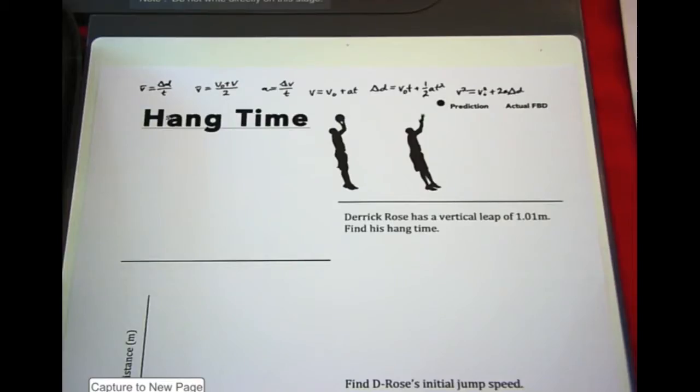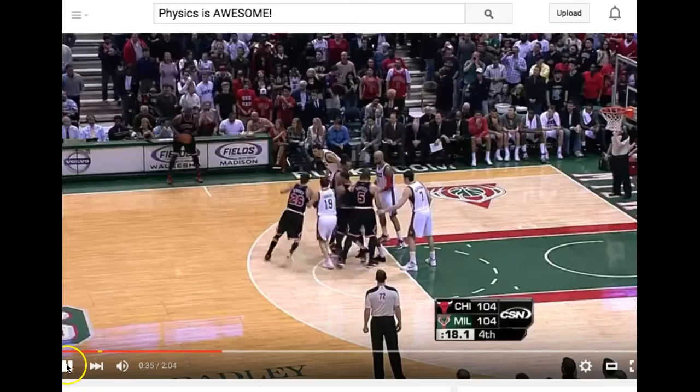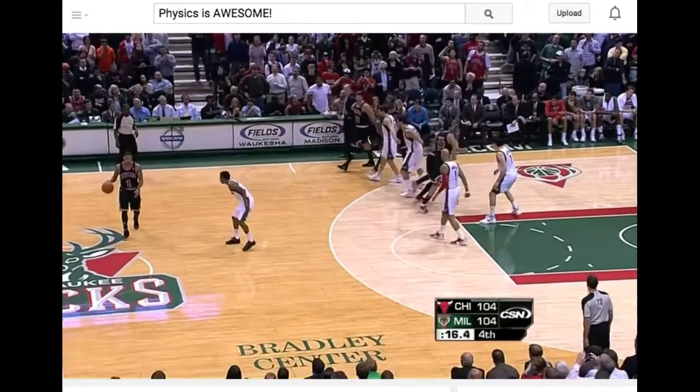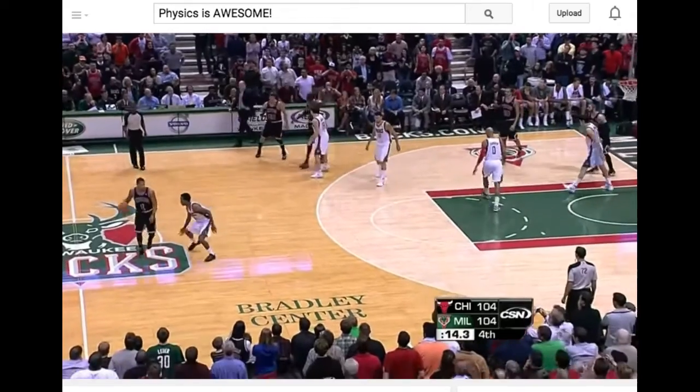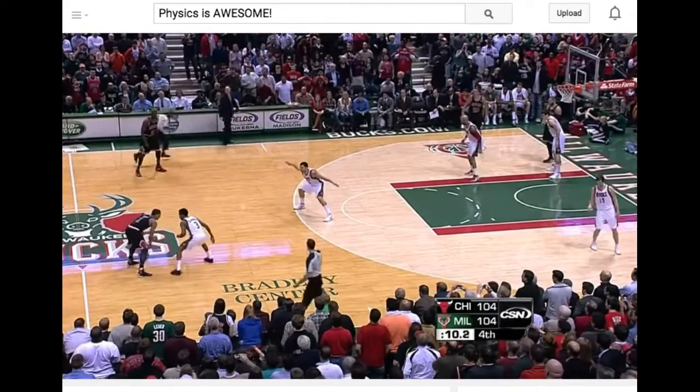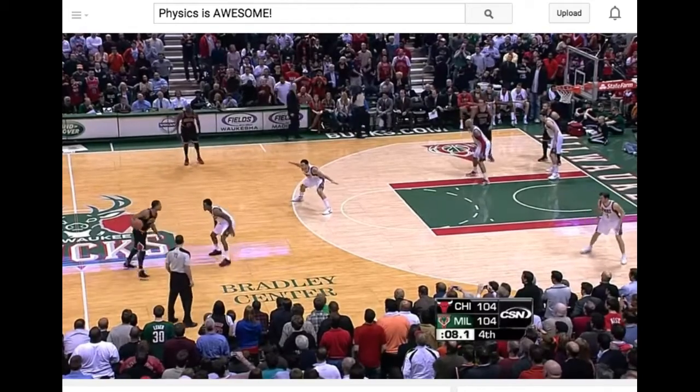Okay? So to start this video, let's look at a specific example of an object being launched upwards. In this case, a basketball. So I was actually at this game. The game's tied 104-104 with about 10 seconds left, and Derrick Rose has the ball.